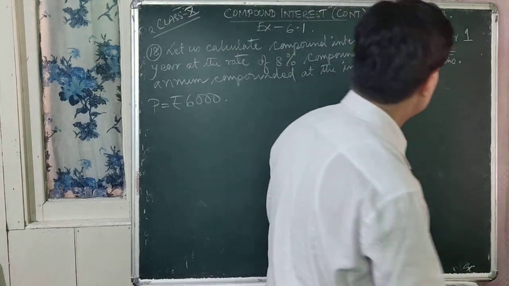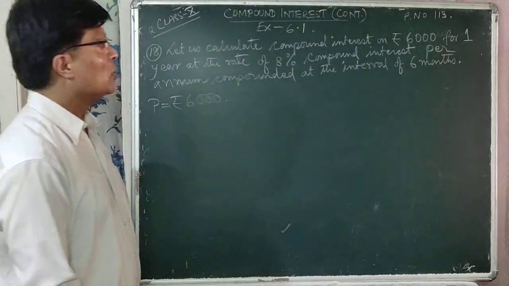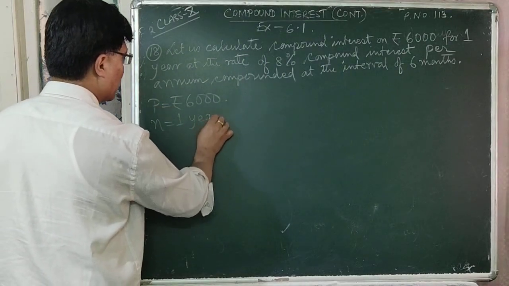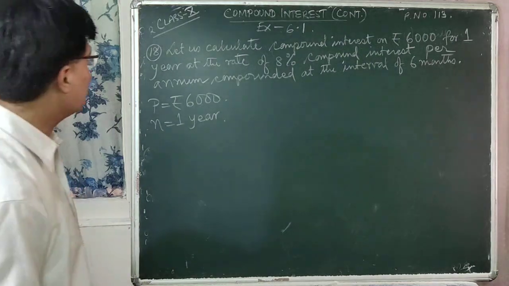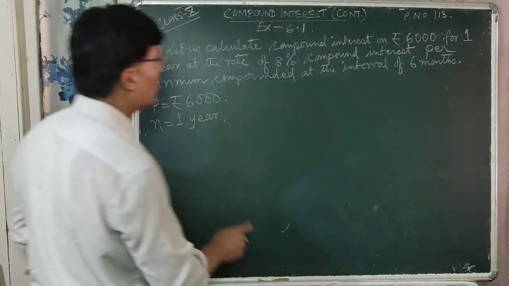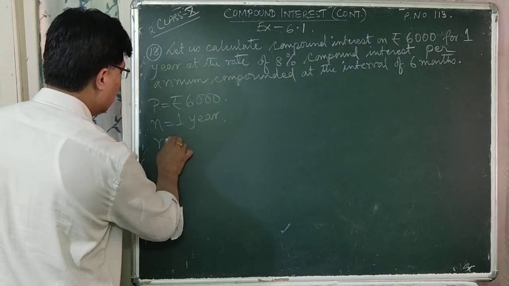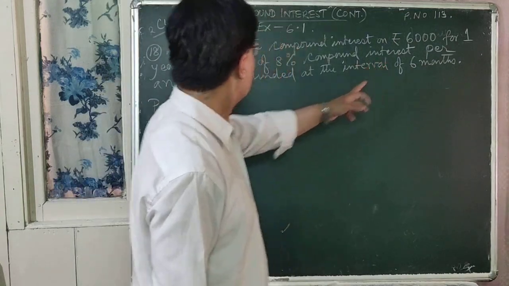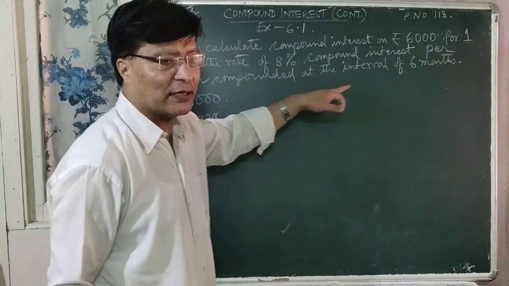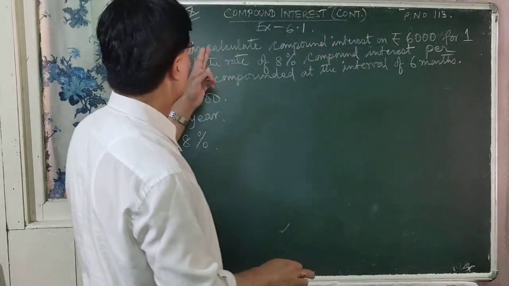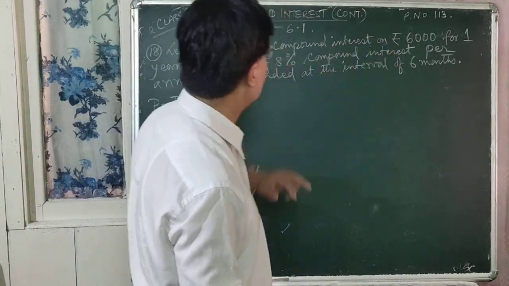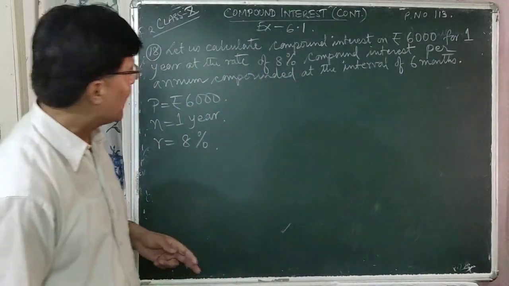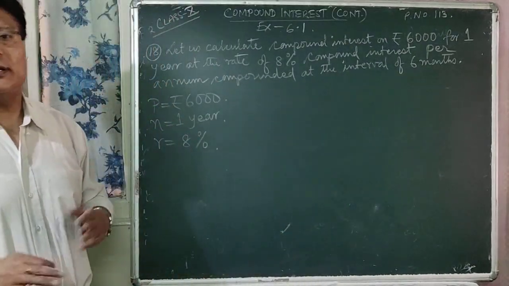That is your rupees 6,000, right? For 1 year, so n is equal to 1 year. At the rate of 8% compound interest per annum. So what is the rate here? It is 8%. That means you have to calculate the compound interest on rupees 6,000 for 1 year at the rate of 8% compound interest per annum, which is compounded at the interval of 6 months.